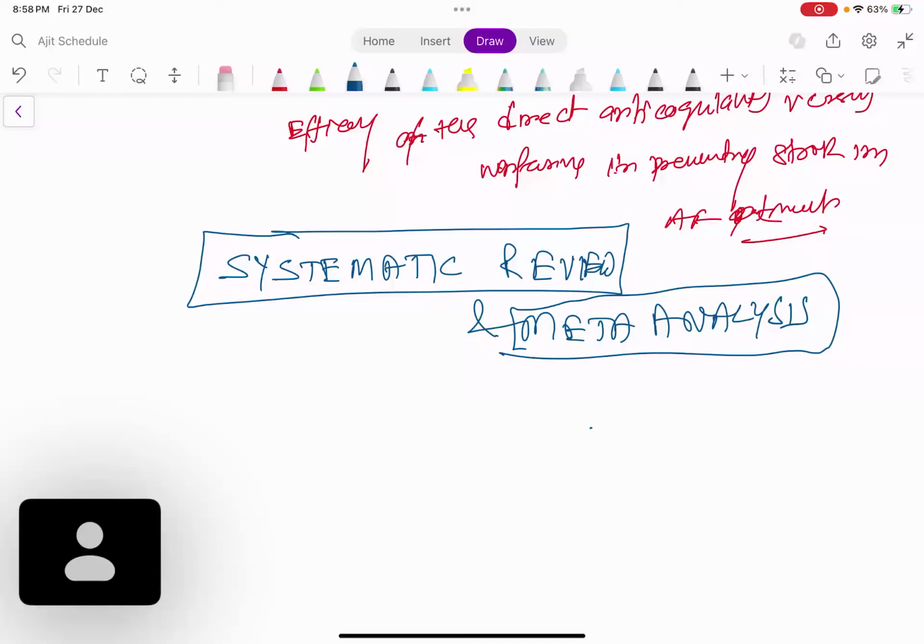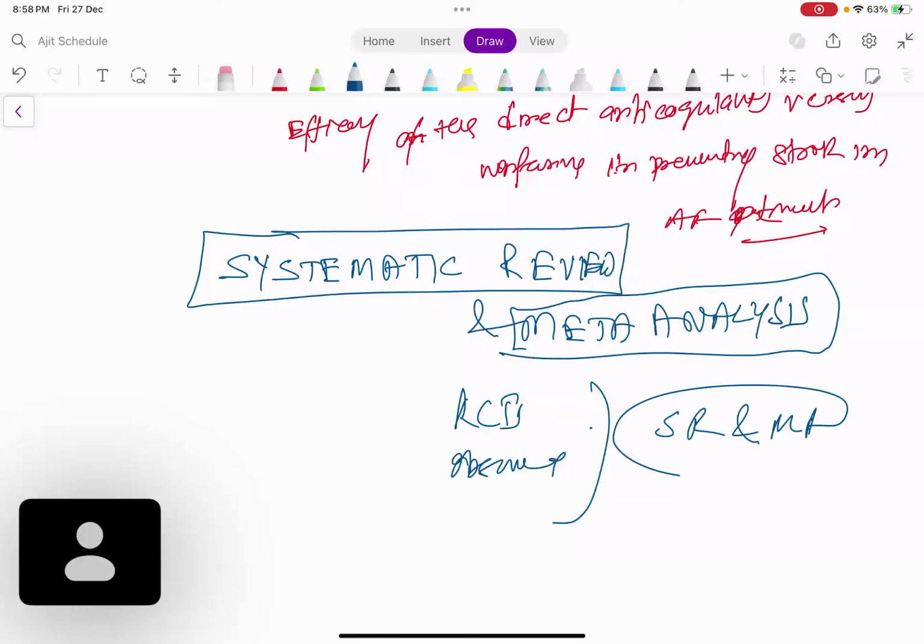It offers robust, wider evidence to update the clinical guidelines, and it supports decision making in anticoagulation therapy. What you will do here is identify, appraise, and summarize the results from existing controlled trials or observational studies. So you will take all RCTs, all observational studies, combine them, and make the SR and MA, systematic review and meta-analysis. Okay, you can make that now.